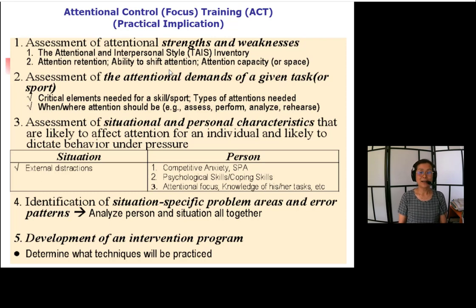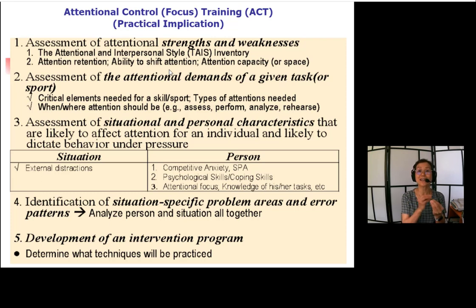Number three, you also need to consider situational factors and personality factors. We all know that person: if that person has competitive anxiety or social physique anxiety, low confidence, they will suffer.